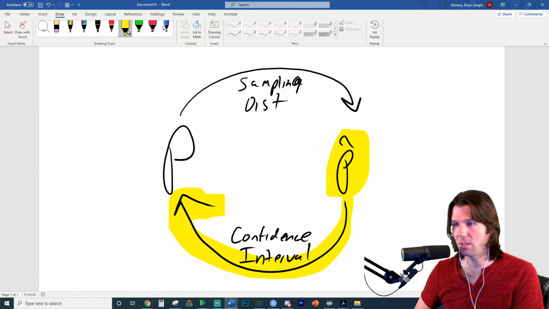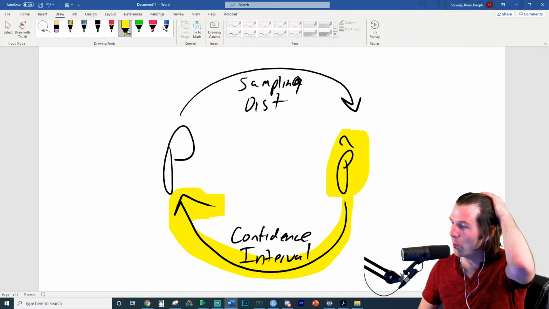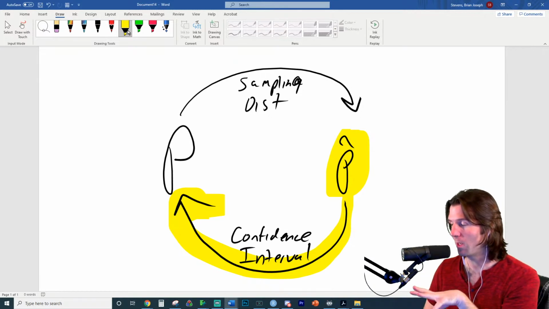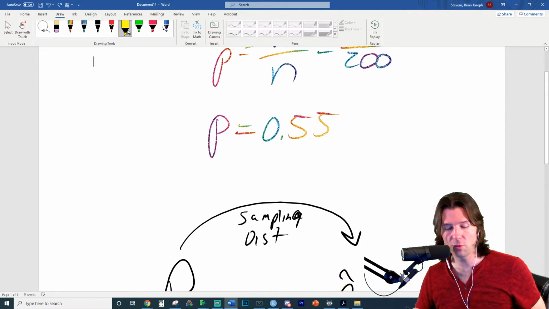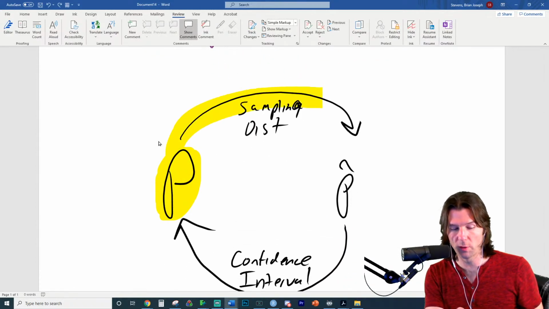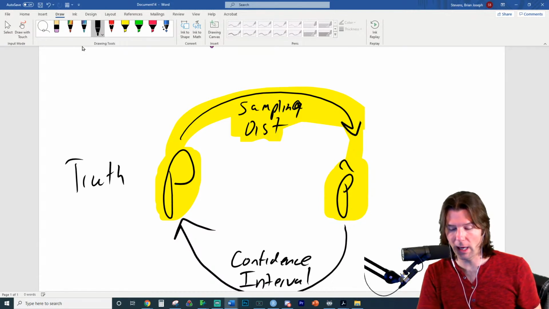This is a big concept, and this is why I'm reviewing it this way. If you have a sample, you can make a confidence interval to estimate what the truth would be. But if you have the truth, you could then ask what might happen in a sample. So if you know the truth, you can ask what might happen in a sample.